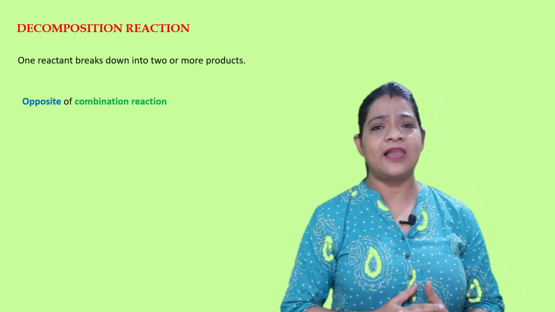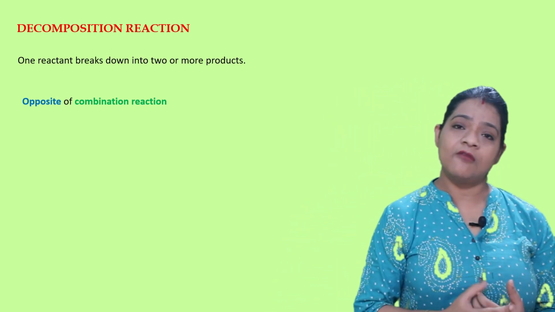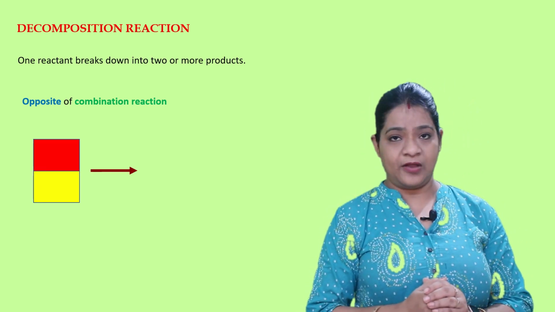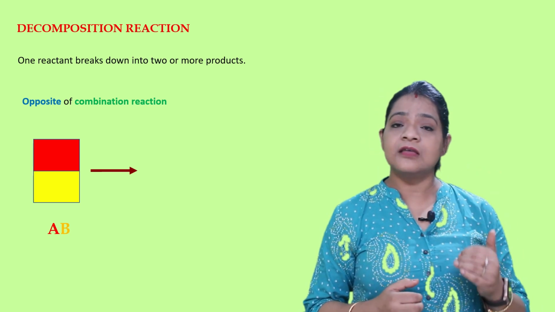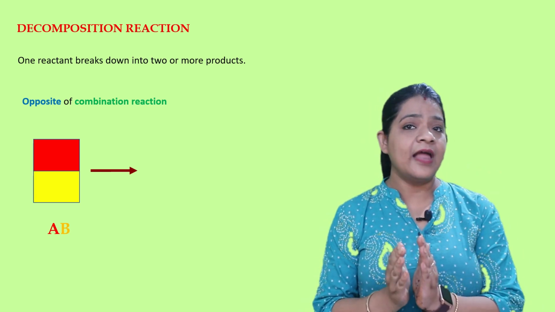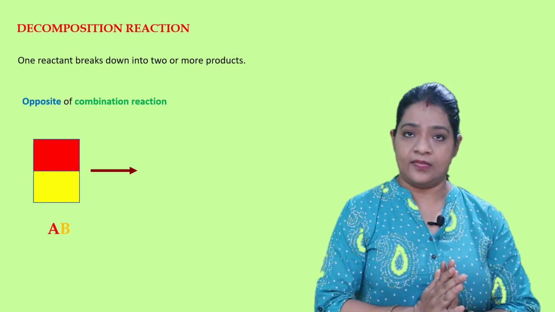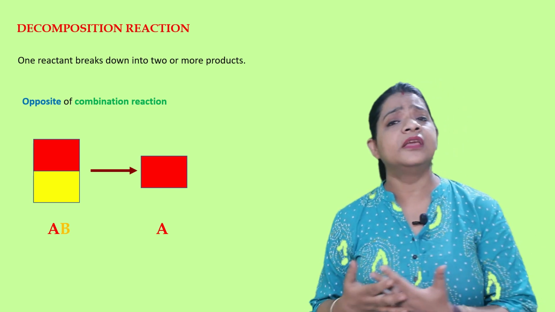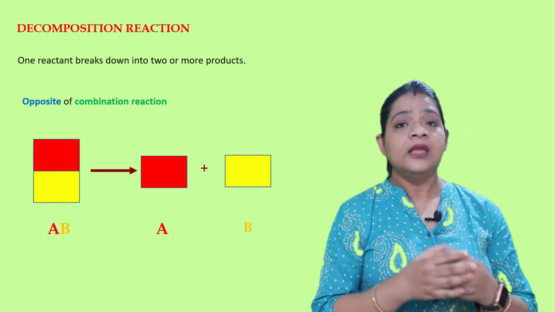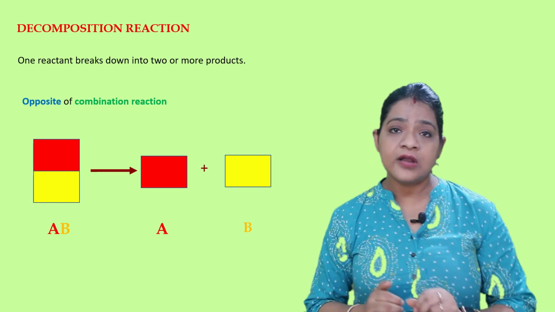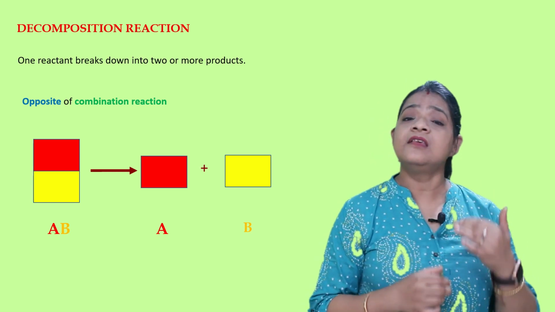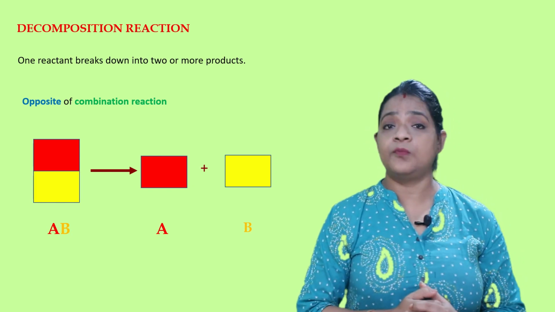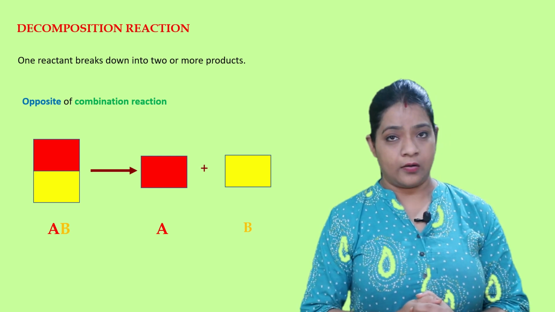Let's try to analyze this by way of graphical representation, where a reactant AB is present. AB exists in the form of a red and yellow box or square joined together. Now when it reacts in the presence of sunlight or heat or any other agent, it breaks down into two products, that is A and B. A is represented as the red square or block and B is represented as the yellow square or block.